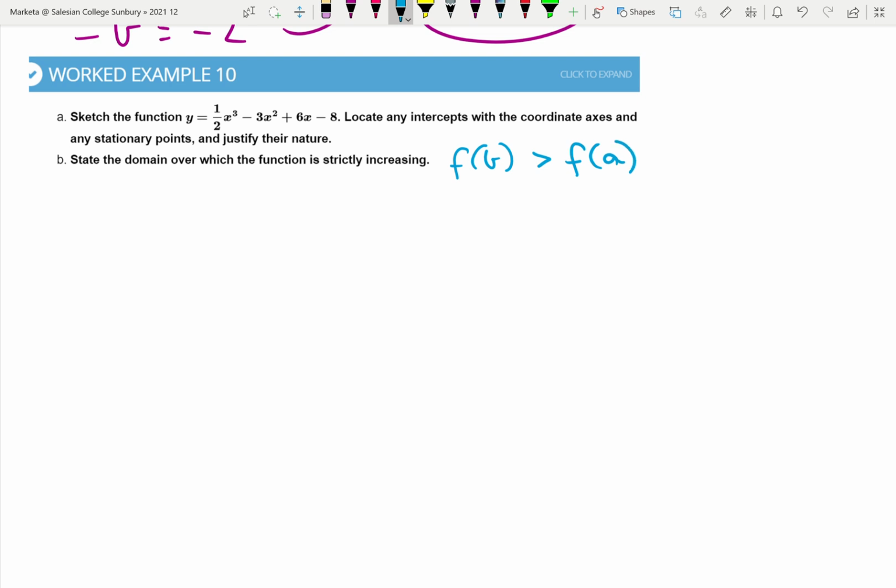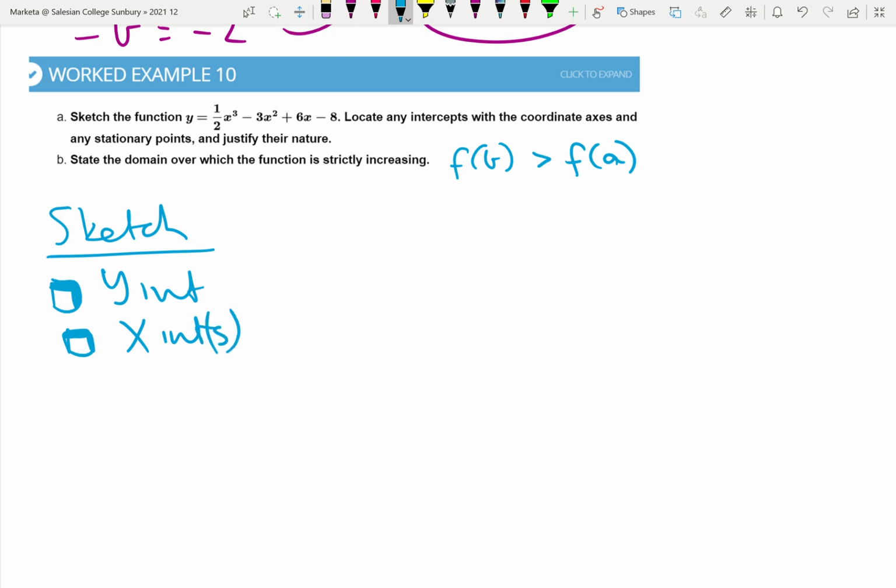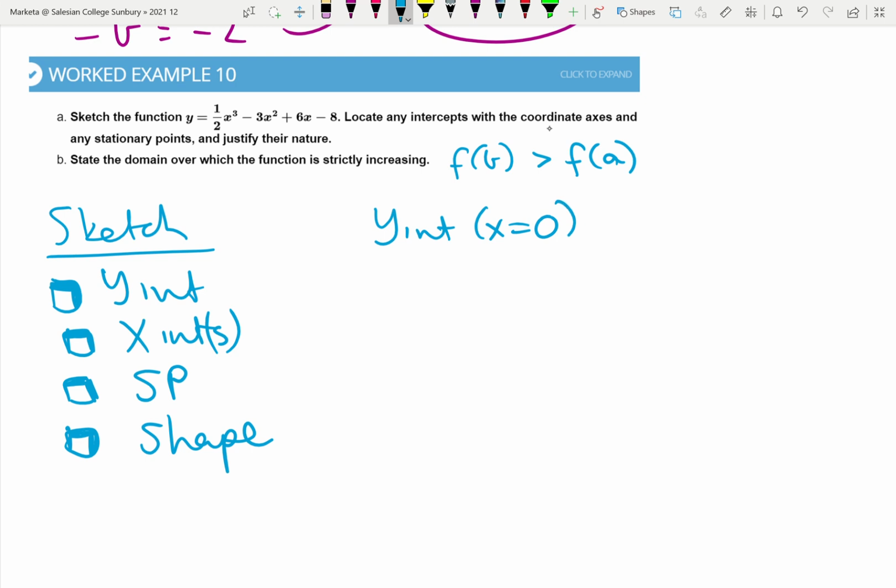Okay, so sketching the graph. Our checklist of things, which of course you don't have to write, is y-intercept, x-intercept or intercepts, and now we're doing turning points, or stationary points I should call them, and shape. So they're the things we need to know. It's probably easiest to do the y-intercept first. And you can see straight away it's at negative 8 because all those will cancel if you sub 0 into them. So it's at 0, negative 8. So we've got that, which is right there.